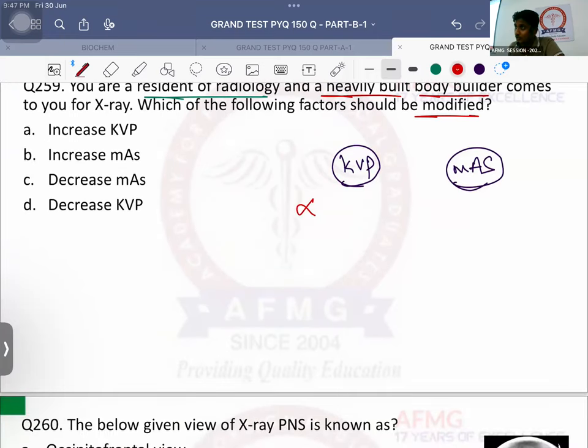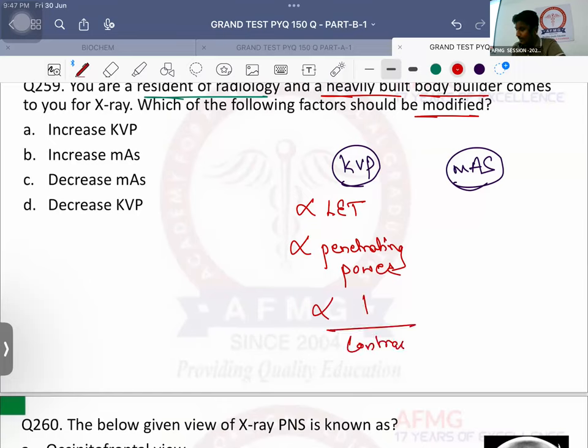KVP is directly proportional to linear energy transfer and to penetrating power. KVP is inversely proportional to contrast. Contrast is nothing but the background blackening. The blacker the background, the better the image will appear. MAS has no role with linear energy transfer and no connection with penetrating power. It is directly proportional to contrast. When MAS is increased, the contrast will also increase, therefore the picture will appear better.